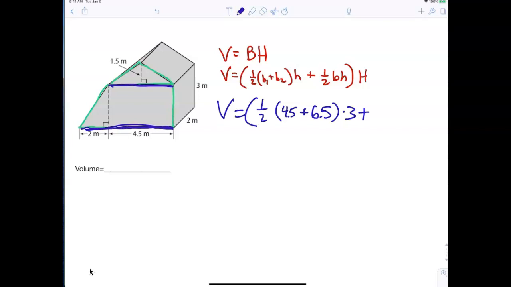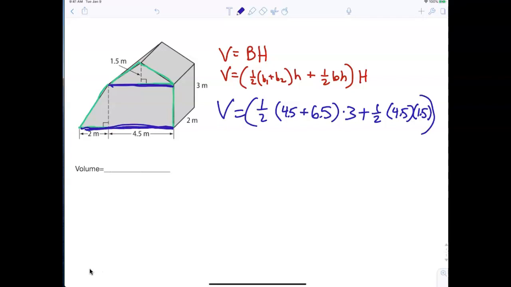Now I want everybody to look at the triangle. I want you to tell me what the base and height of the triangle is. So the height of the triangle is 1.5. And the base is 4.5. You're awesome. 4.5 times 1.5. Now I close the parentheses.